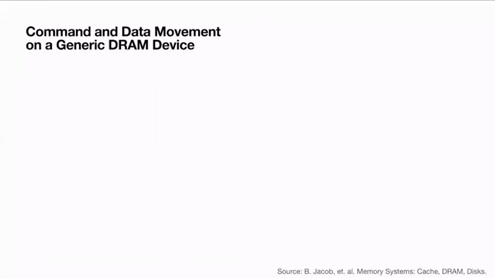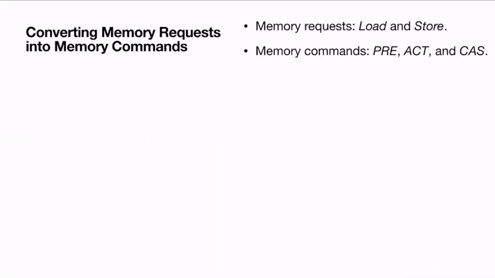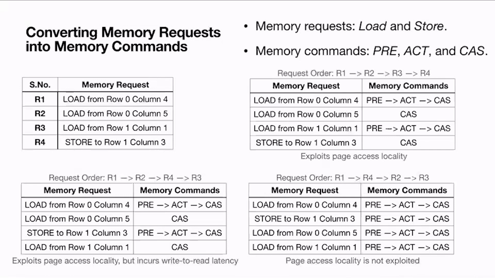Sir, I have a doubt in the previous slide. When we have the two columns the same, can we use the CAS command similarly to how we use the ACT command in the exploit page access locality case, right, sir? Yeah, if you're going to exploit the page locality, we are giving only one ACT command and then the data is stored in the sense amplifier.